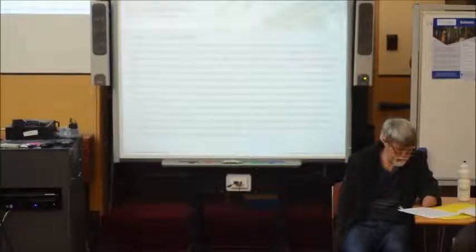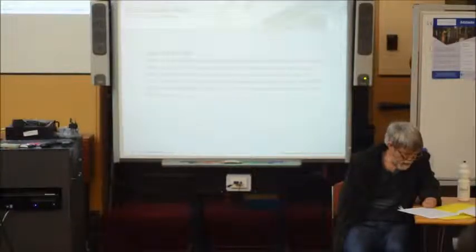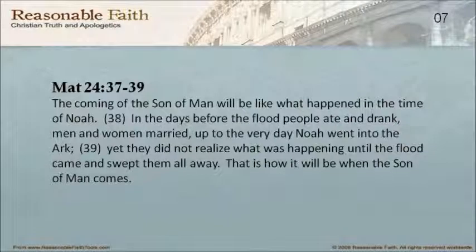Here is one that was spoken by Jesus himself on slide 7. Matthew 24:37-39. The coming of the Son of Man will be like what happened in the time of Noah. In the days before the flood, people ate and drank. Men and women married, up to the very day Noah went into the ark. Yet they did not realize what was happening until the flood came and swept them all away. That is how it will be when the Son of Man comes again.